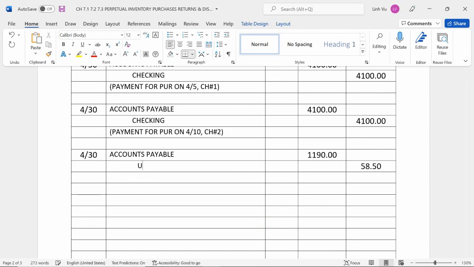Inventory. Good, excellent, because these are now discounted. Okay. And last but not least, I need to cut a check. So, checking. How much am I actually going to be paying? $1,131.50.